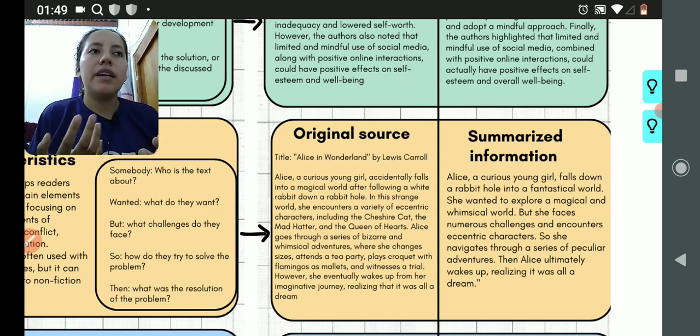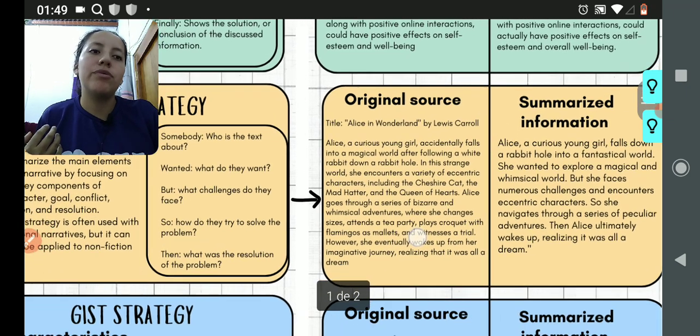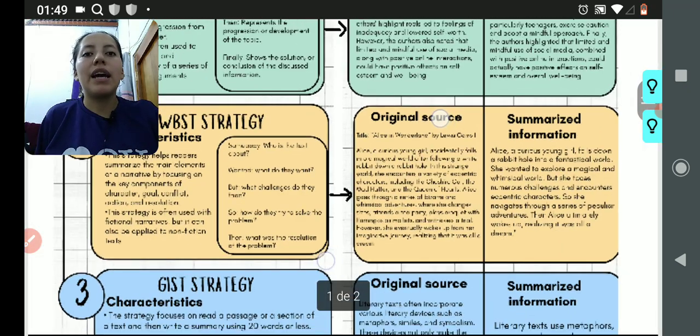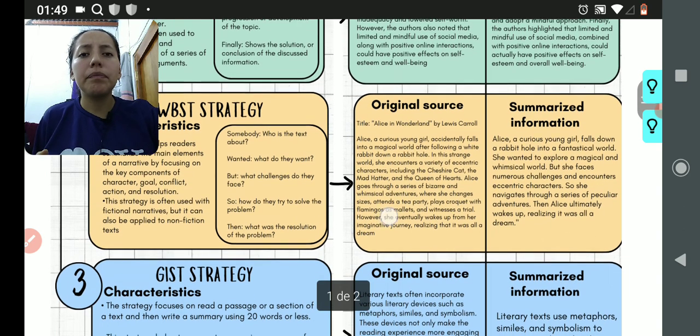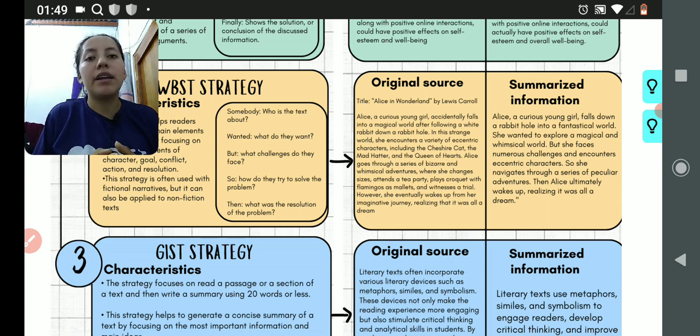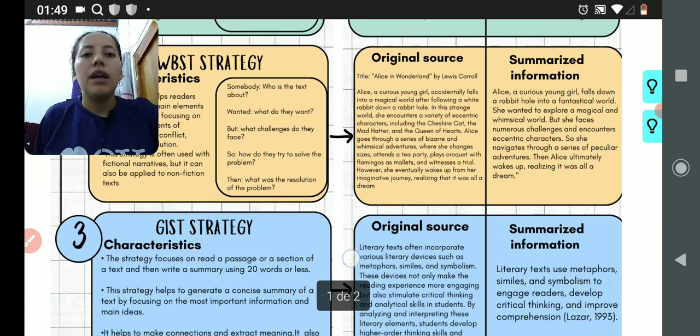And then is the resolution of the problem. Then, ultimately she wakes up, realizing that it was all a dream. This is an important strategy that helps us to identify the different kinds of topics or the characters that the text or the story could have.